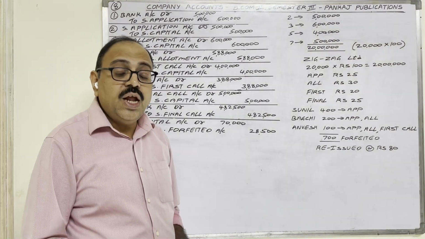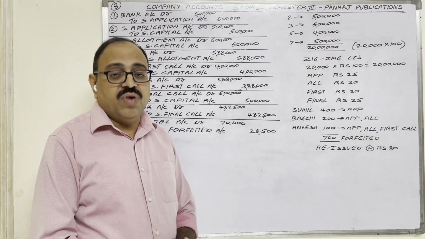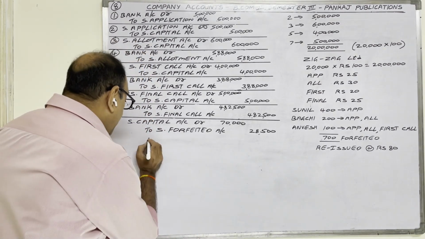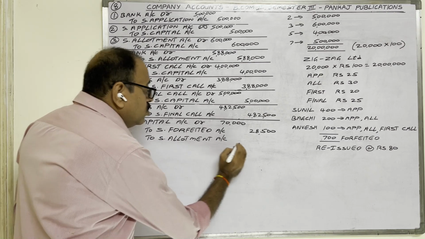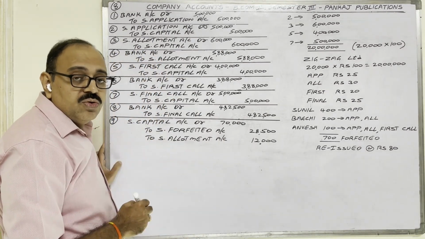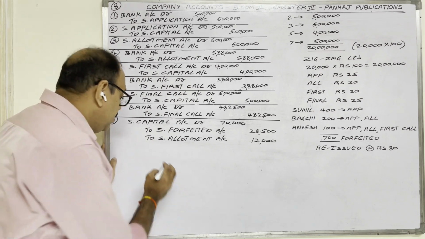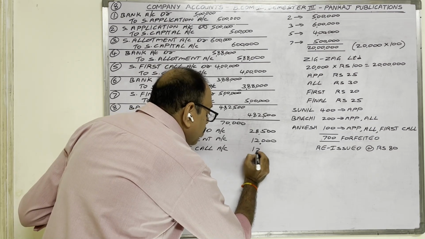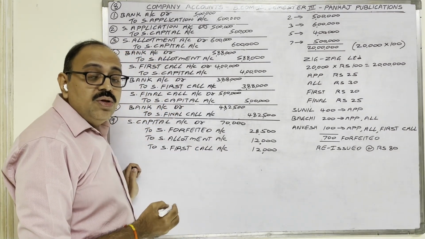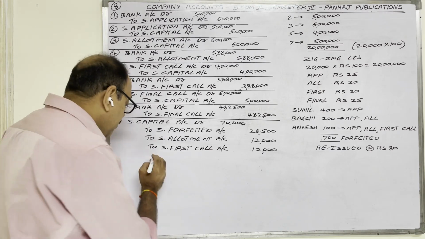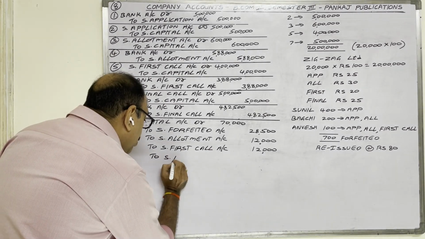Next, in share allotment account, there is a debit balance of 12,000, no? That amount now we have to cancel. To share allotment account, 12,000 rupees. In share first call account also, there is a debit balance of 12,000. Now that amount we should cancel. To share first call account, 12,000 rupees. In share final call account, there is a debit balance of 17,500. Now that amount we should cancel. To share final call account.